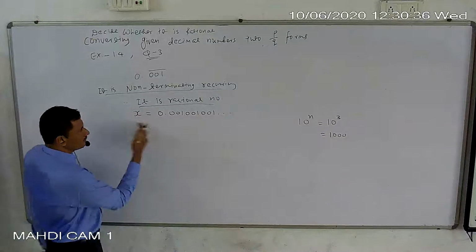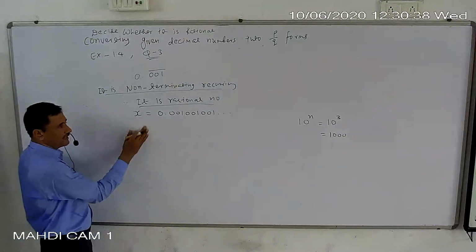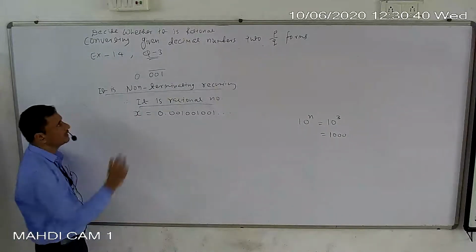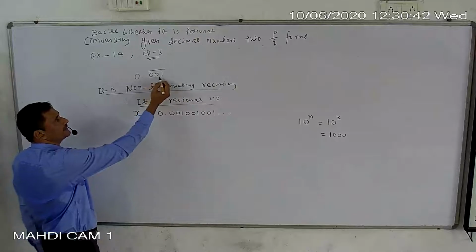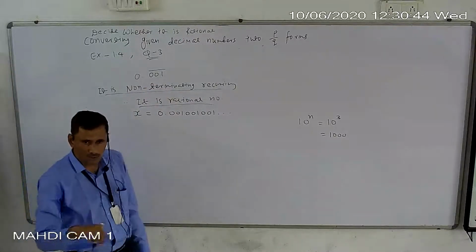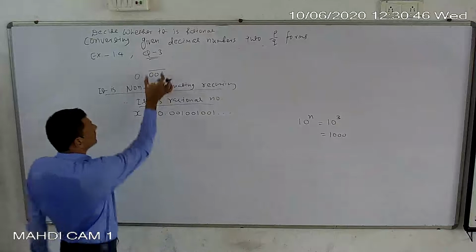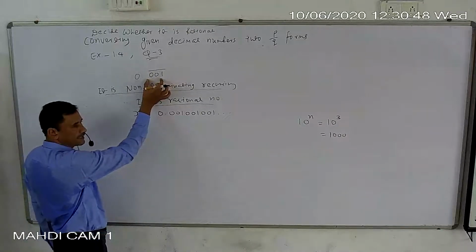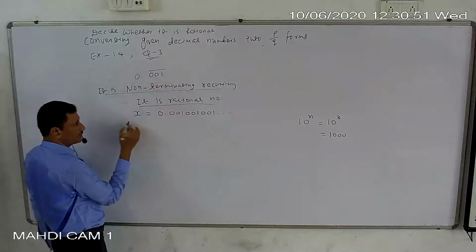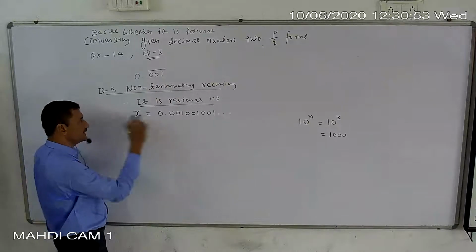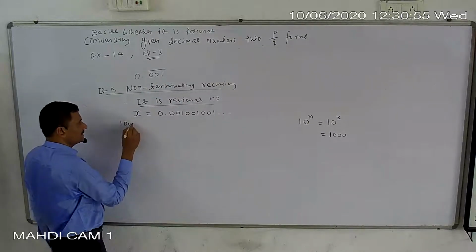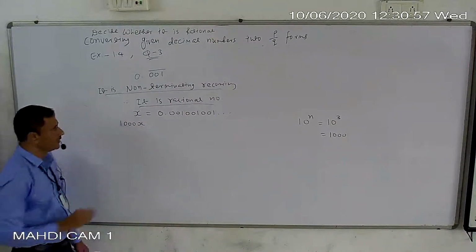Okay. So multiply both sides by 1000. Why? That is important. Three digits are in a block. Means under this bar, how many digits? 3. That's why we are going to multiply both sides by 1000. So multiply this one by 1000.